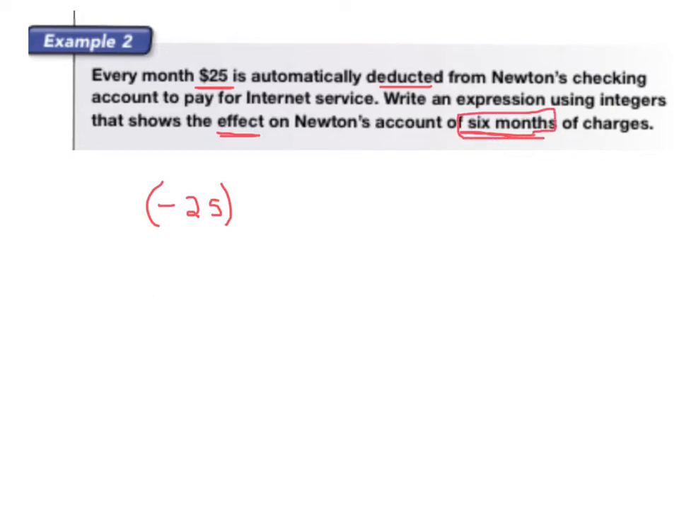So if we multiply that times positive 6, we'll see the effect that it has on his account. Well, 6 times negative 25, because you have a positive times a negative, you'll get a negative answer. So you get a negative $150. So the effect on his account is that he's down or out of $150. All right, let's go to the next question.